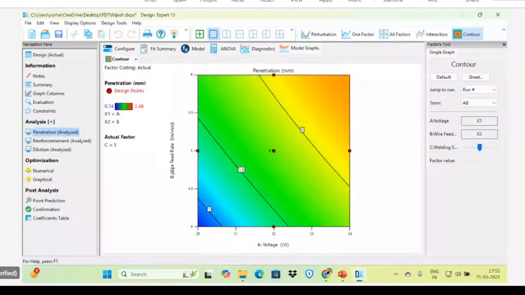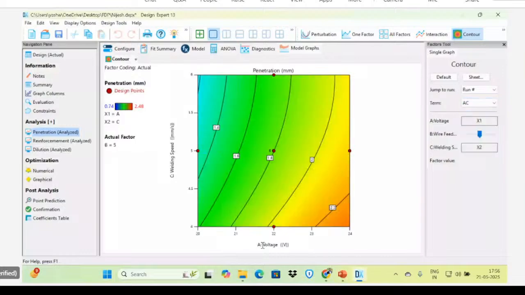For this combination, we have to increase the voltage and increase the wire feed rate for higher penetration. So this red portion, you can check. Higher penetration can be attained by increasing the voltage and increasing the wire feed rate. How we can increase or decrease the penetration value, we can calculate from the graph. And this is the AC combination, voltage and welding speed. We can increase the voltage and decrease the welding speed to get a higher depth of penetration. So these are the combinations of this contour graph.